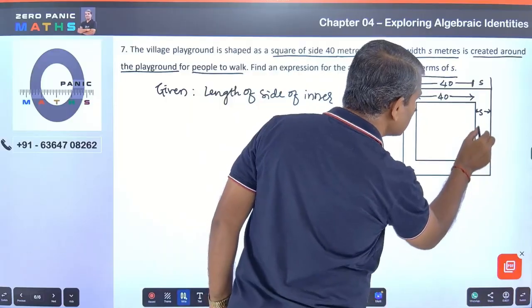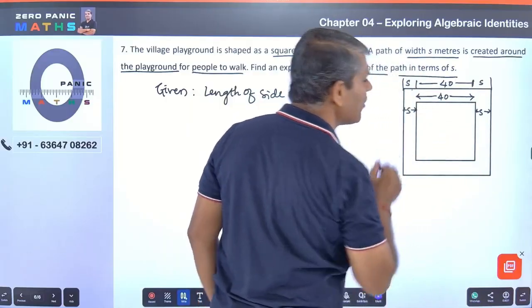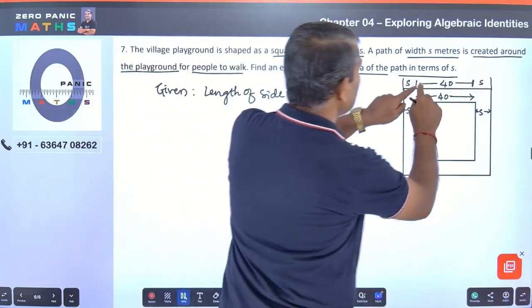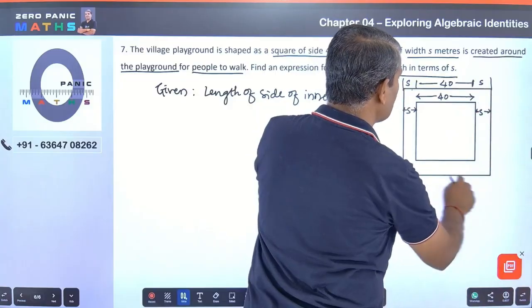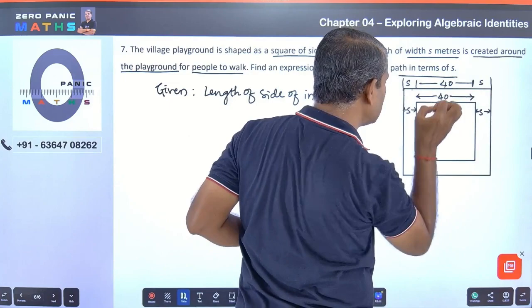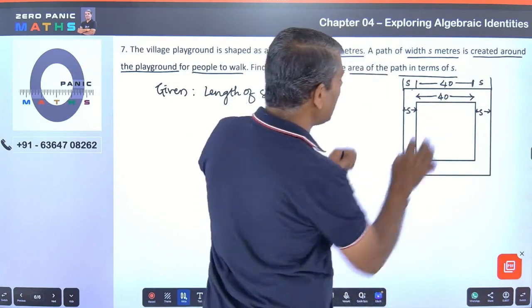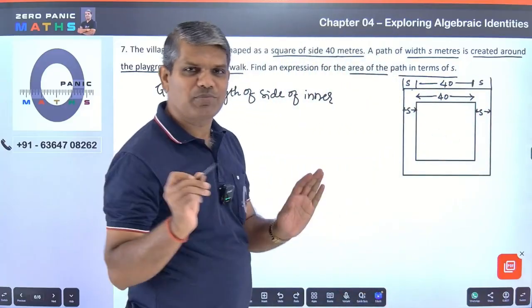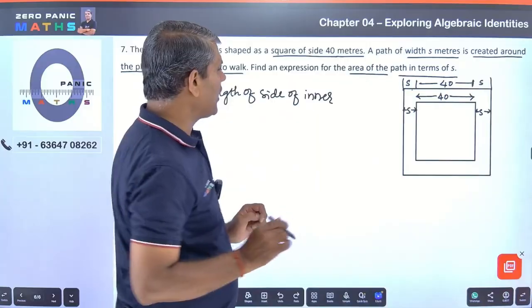So what we want is this area. You're getting my point? What is this area covered by? How do I find out that area? It's very simple: you find the area of the outer square, which covers the whole area, and you subtract the area of this inner square from that. That will give you the area covered by this path. That is what I'm trying to do here.